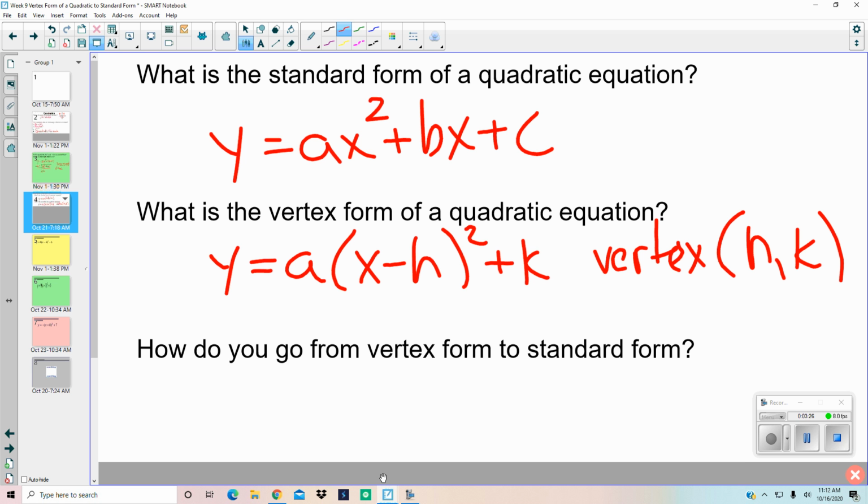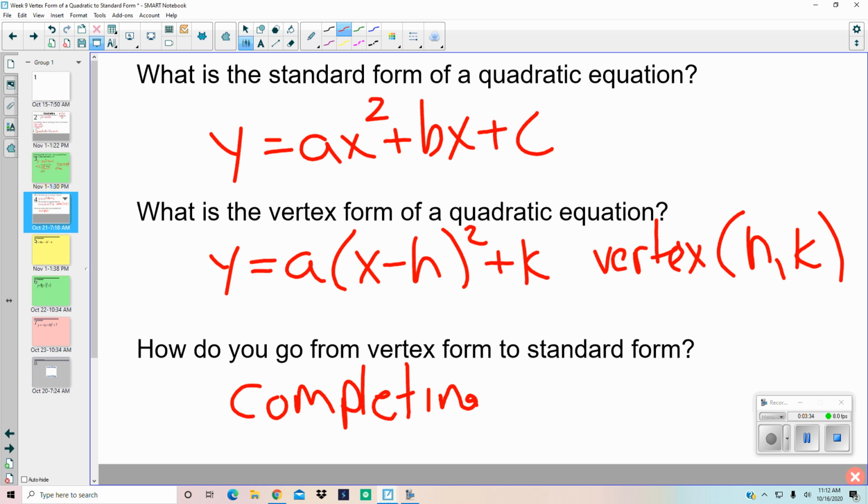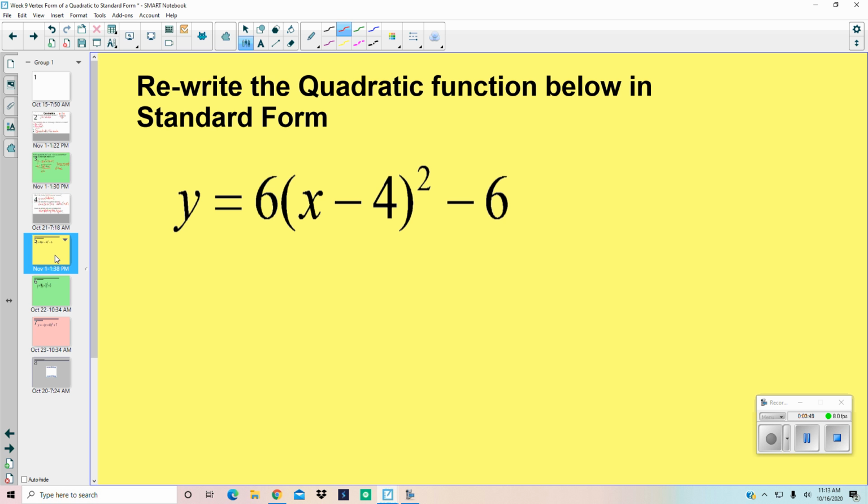To go from vertex form to standard form, you use a method called completing the square, which we're not going to do this week because we're going to just have a short assignment this week. We will complete the square next week. What we're going to do is take an equation that's in vertex form and rewrite it into standard form.